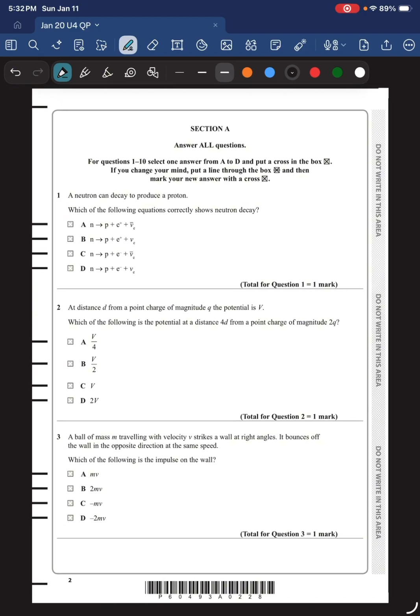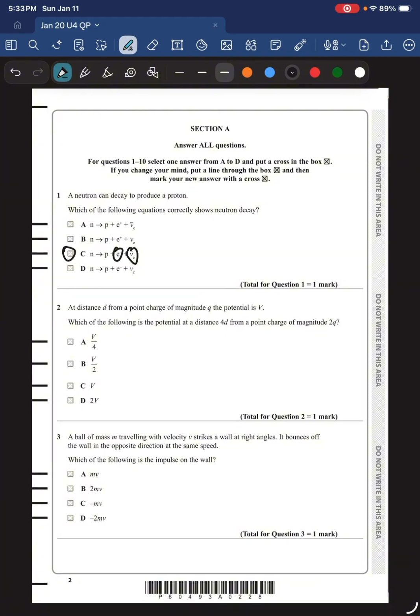Section A, question 1. A neutron can decay to produce a proton. Which of the following equations correctly shows neutron decay? The correct answer is C. The reason is that we have to conserve lepton number, and the lepton number of the electron is 1. Therefore, we need an anti-neutrino, which has a lepton number of -1.